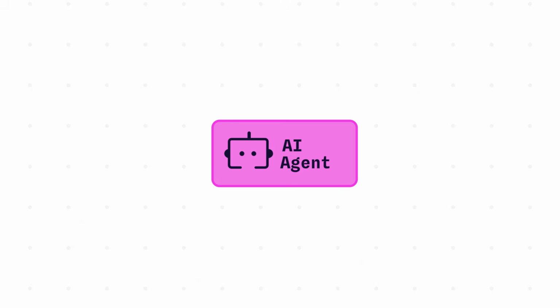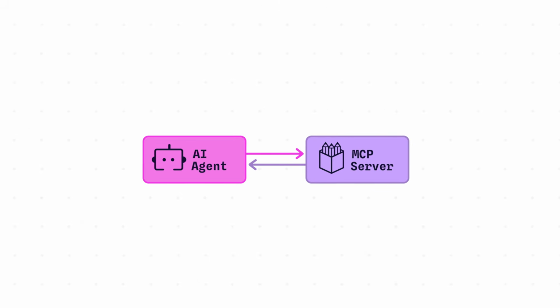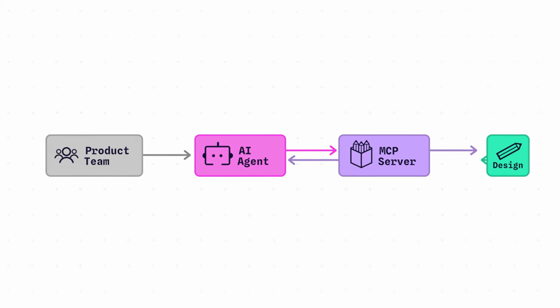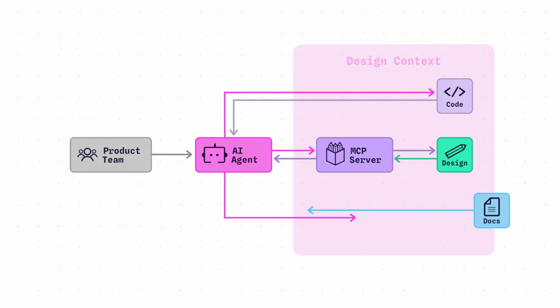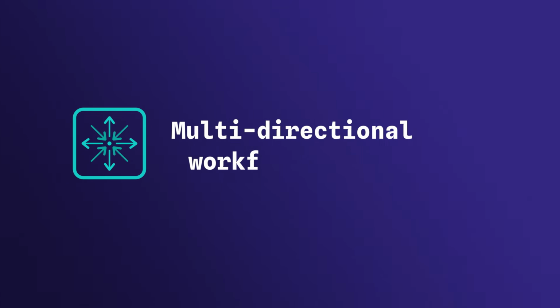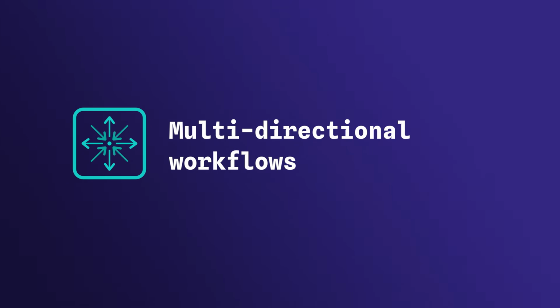By connecting any AI agent or model they trust to Penpot's MCP server, product teams can access their Penpot files and the right design context alongside their code base and design system documentation. A single conversation that unlocks multi-directional workflows.